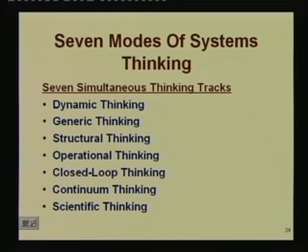So systems thinking essentially has 7 simultaneous thinking tracks: dynamic thinking, generic thinking, structural thinking, operational thinking, closed loop thinking, continuum thinking, and scientific thinking. Dynamic thinking is thinking about the dynamics. That means for a particular system, how will it behave? What will be its behavior over time? If we can make an understanding of that, that's called dynamic thinking. Generic thinking: we have to understand how systems of similar types behave. If we have an understanding of that, since our system falls within the generic group, it also may behave in a similar manner.